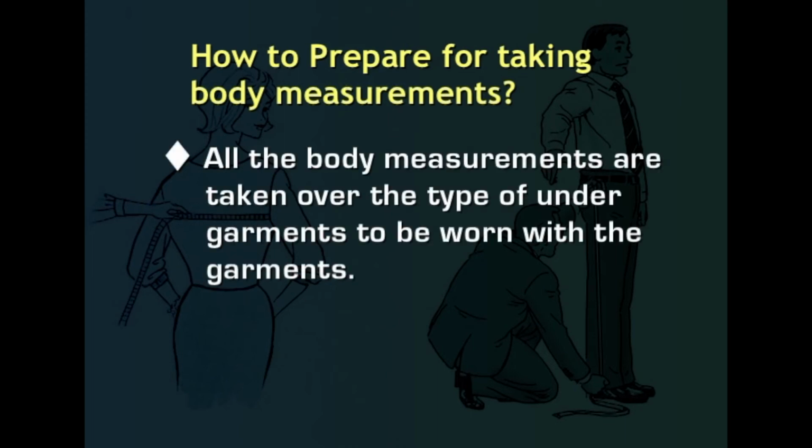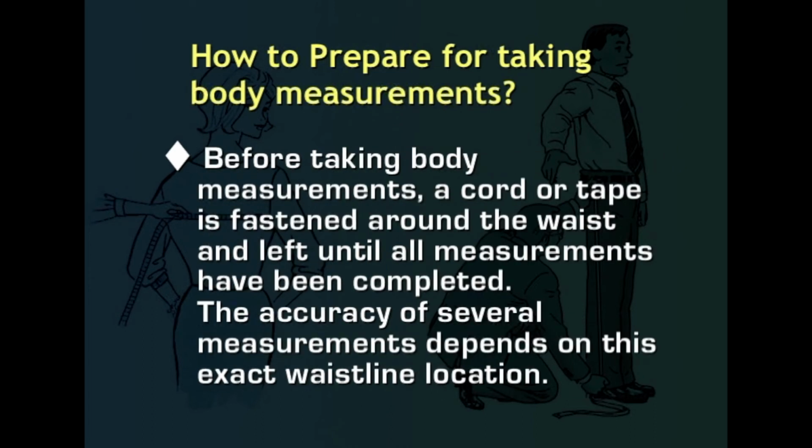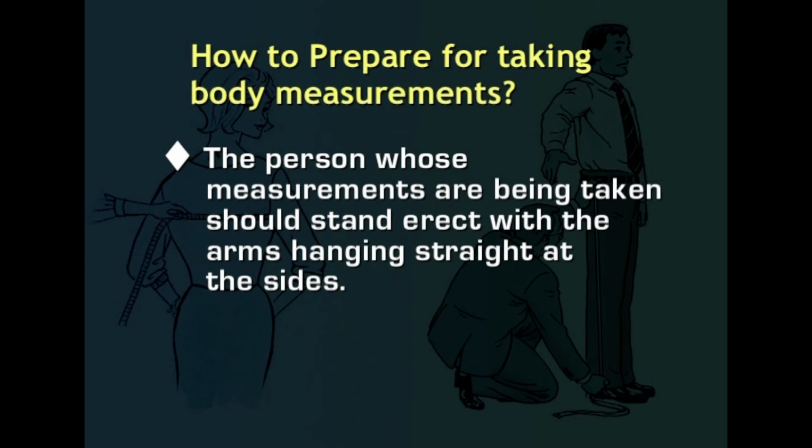All the body measurements are taken over the type of undergarments to be worn with the garments. Another person is needed to take measurements. Before taking measurements, a cord or tape is fastened around the waist and left until all measurements have been completed. The accuracy of several measurements depends on this exact waistline location. The person whose measurements are being taken should stand erect with the arms hanging straight at the sides.